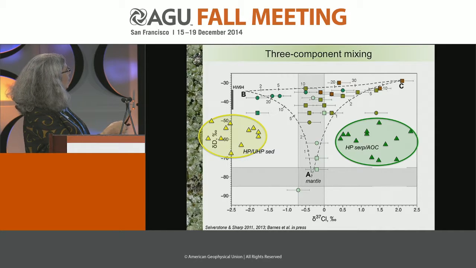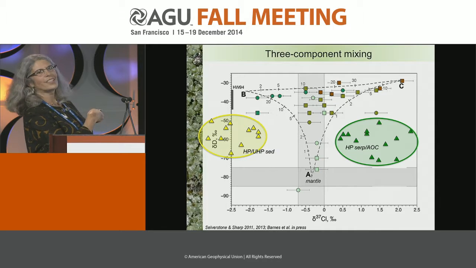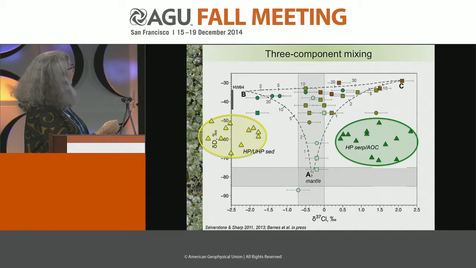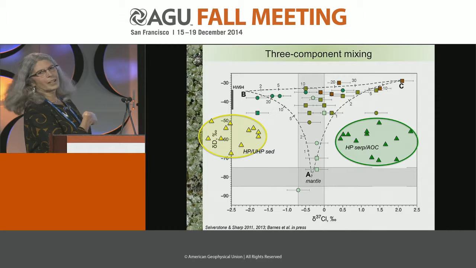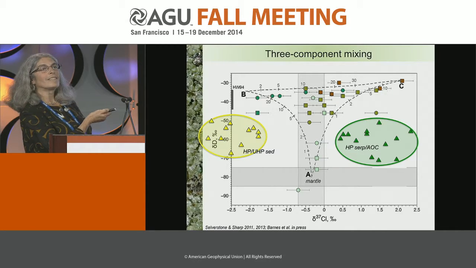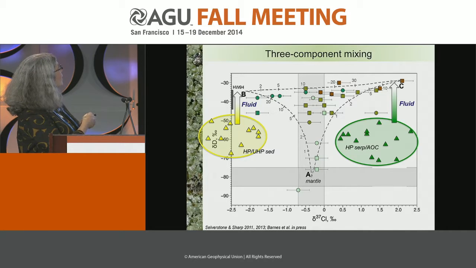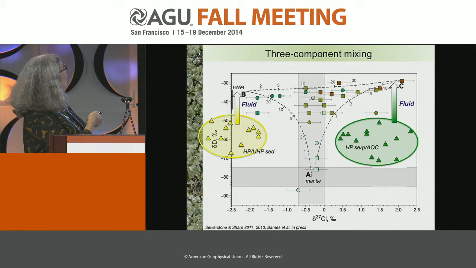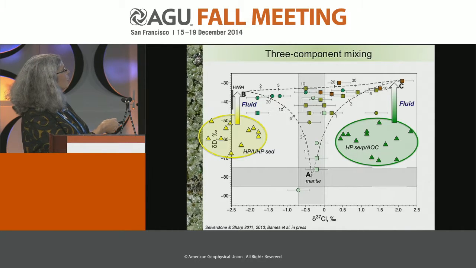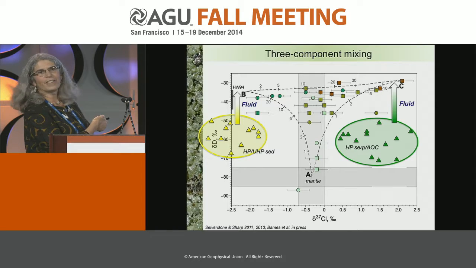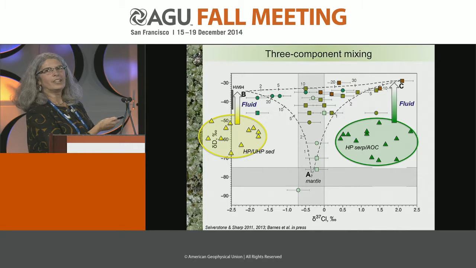These are now Jamie Barnes' data from a paper that's in press on high pressure serpentinites and altered oceanic crust. And if we think about these rocks going down a subducting slab and undergoing devolatilization, the fluids that get released are going to have higher delta D values than the minerals with which they're in equilibrium, but there'll be no change in delta 37Cl based on all the data I've already shown you.